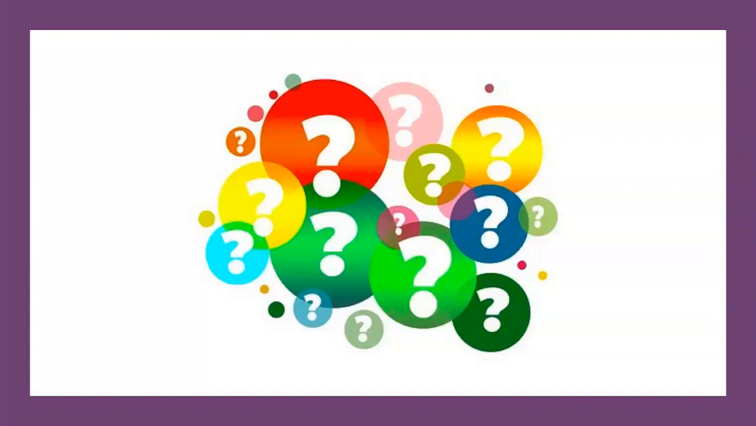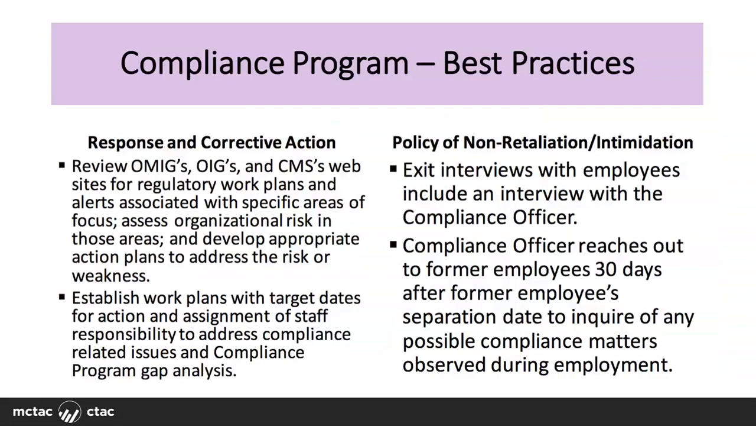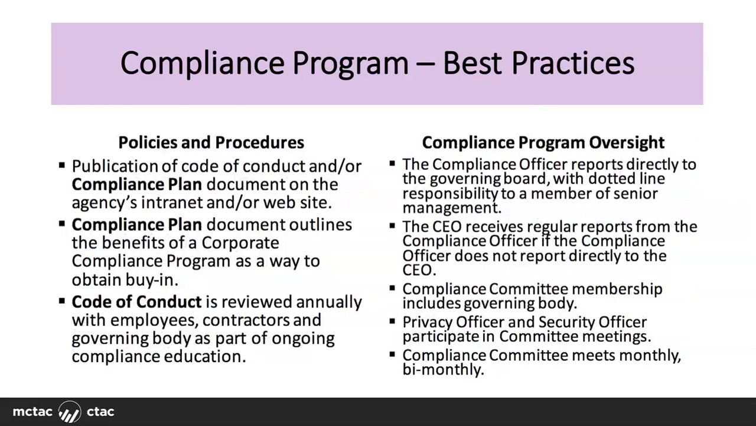Yeah, I think if we go back to the best practice slides around compliance program oversight, here we make the recommendation that it meets monthly or at the very least bi-monthly. I know that monthly is a difficult thing. So my recommendation would be that the compliance officer is working all the time, and so should probably be in communication with the CEO around the work and any findings on a regular monthly basis. I think the compliance committee meeting on a bi-monthly basis would probably be a minimum standard.